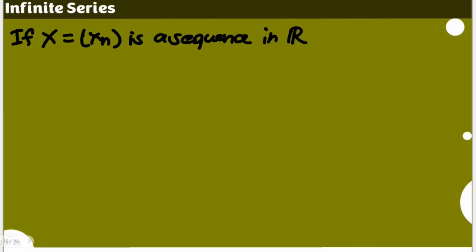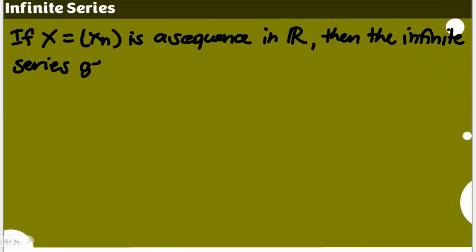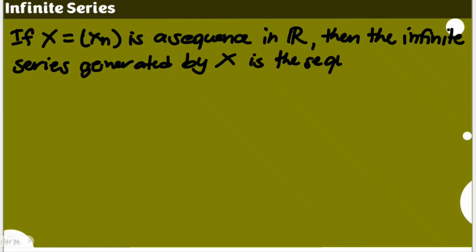If x equal to x sub n is a sequence in the set of real numbers, then the infinite series generated by x is the sequence S equivalent to S sub k.